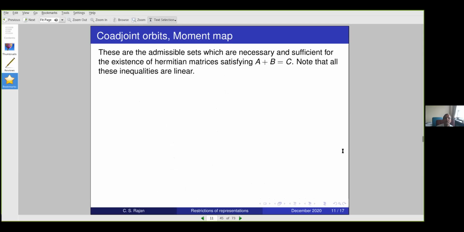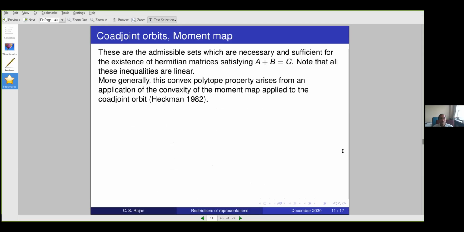Okay. So these are the admissible sets which are necessary and sufficient for the existence of Hermitian matrices satisfying A plus B equal to C. The point is that all these inequalities are linear, right? And so it's a convex polytope, with linear inequalities. So this convex polytope property arises from an application of the convexity of the moment map applied to the coadjoint orbit. So this is a result of Heckman, 1982.